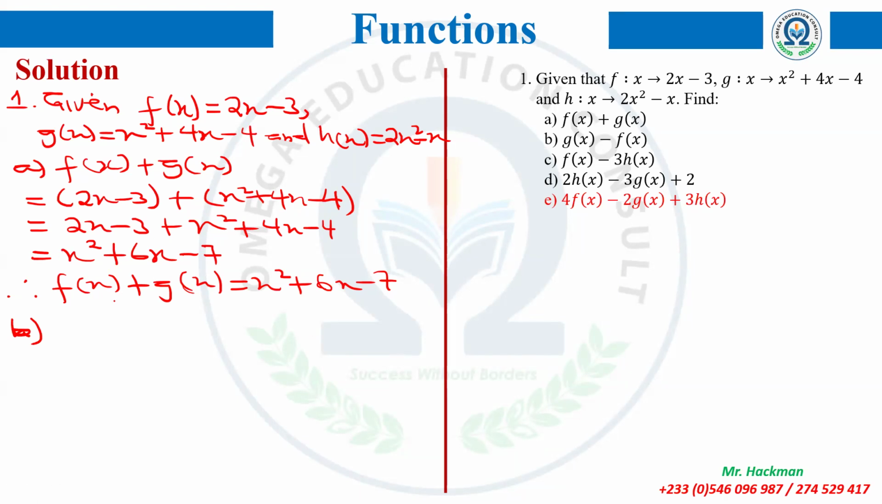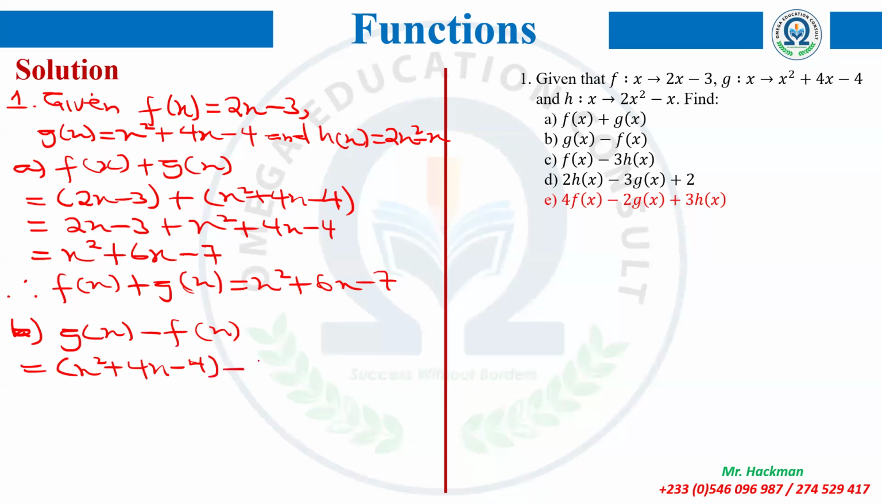Okay, so now B, what are we given? g of x minus f of x. So this is an expression. We start our steps with equal to. g of x, we know that is what? x squared. Remember, we put it in brackets. x squared plus 4x, then minus 4. That is your g of x.